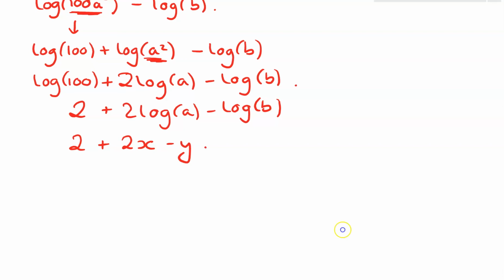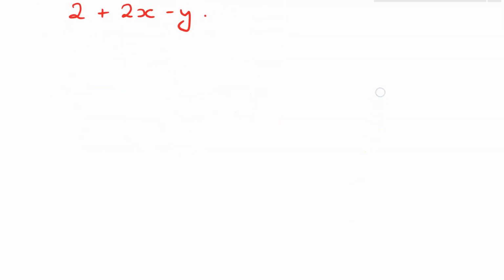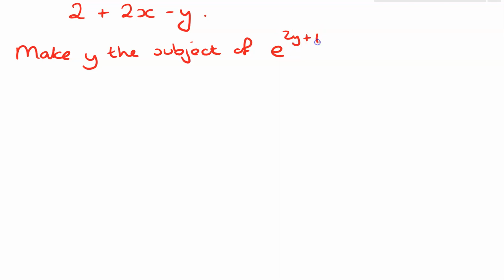So the next one is a change the subject. So we have make y the subject of e to the 2y plus 1 equals x plus 5. That's a very dodgy 5.